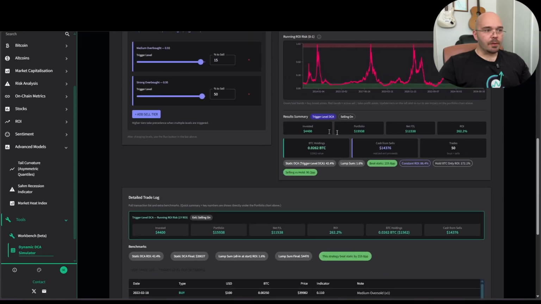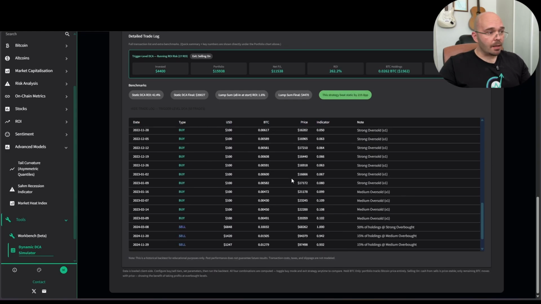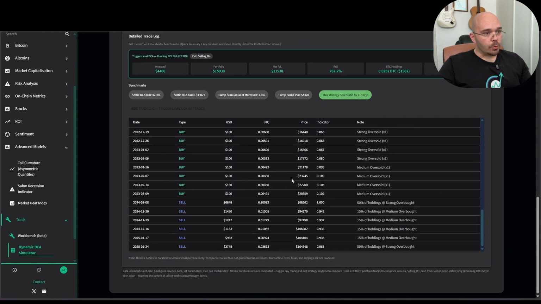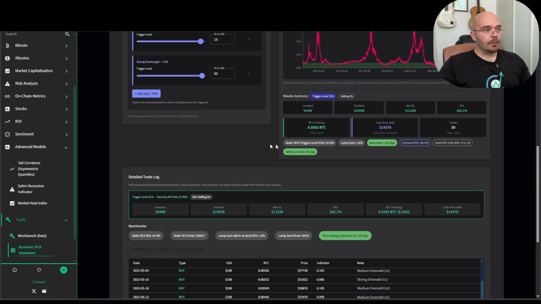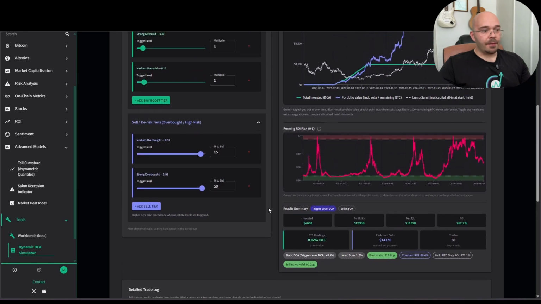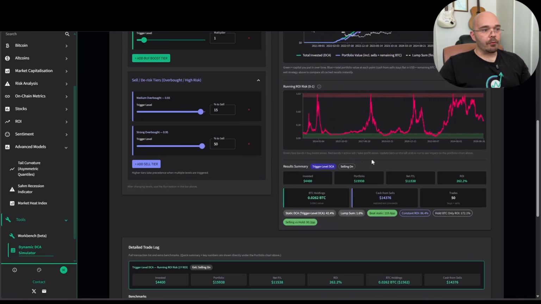Okay, and you've got a bunch of other ways it breaks down the results here: the net P&L, total portfolio, the BTC you're left holding, cash you're holding, how many trades, and you can see all the trades down here. Bada bing, bada boom. And yeah, that is the running ROI risk.